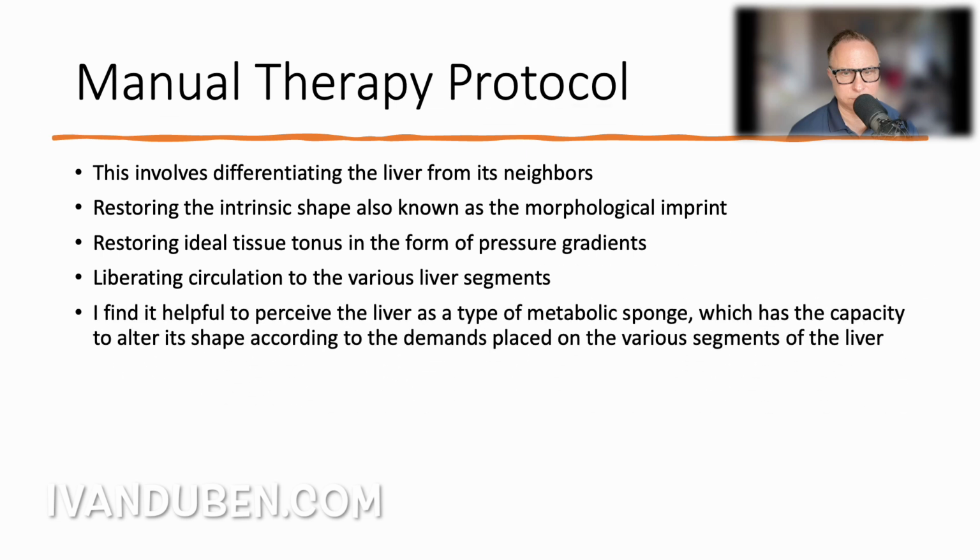I find it helpful to perceive the liver as a type of metabolic sponge which has the capacity to alter its shape according to the demands placed on the various segments of the liver. This is in response to its various roles physiologically in the body, its ability to be easily insulted, and also one other factor is we want to ensure there's proper blood supply going to and from the liver.